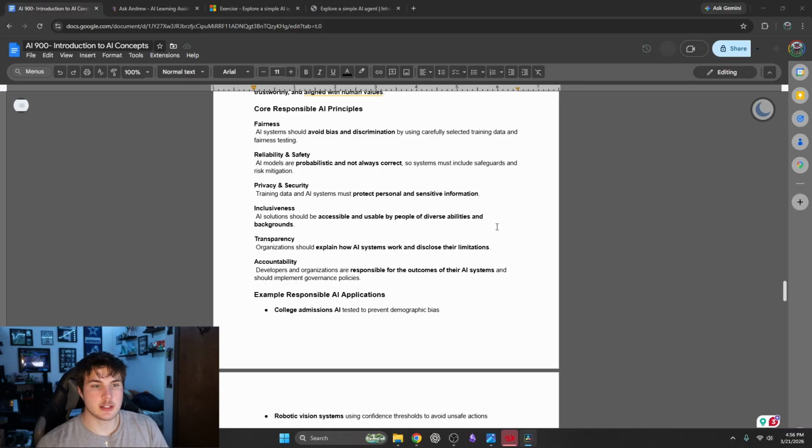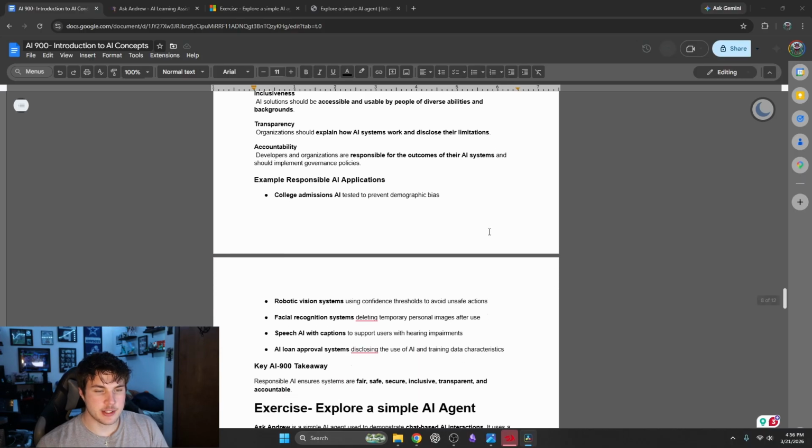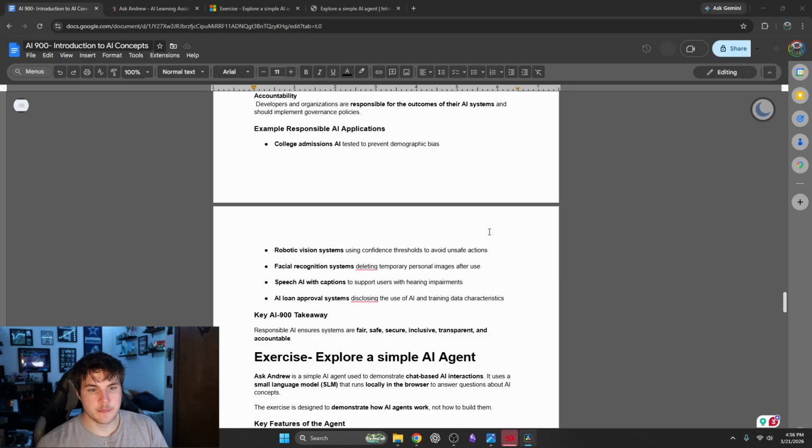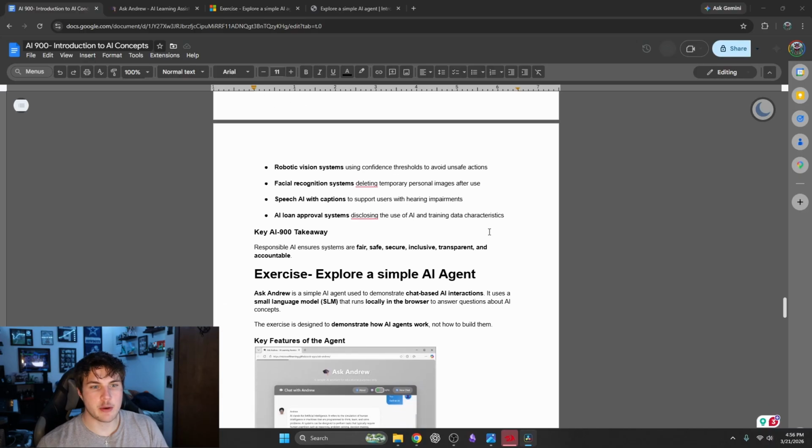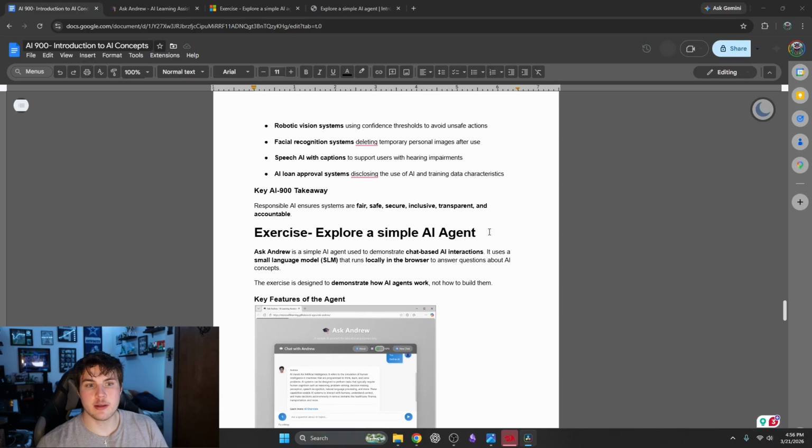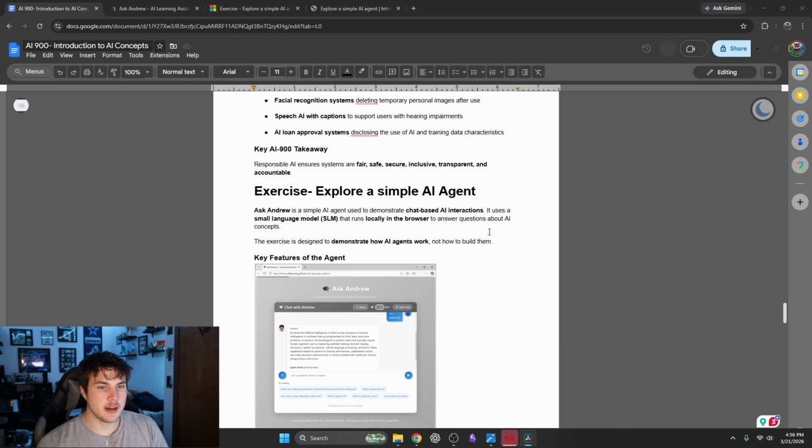Some examples of responsible AI include college admissions AI tested to prevent demographic bias, robotic vision systems using confidence thresholds to avoid unsafe actions, facial recognition systems deleting temporary personal images after use, speech AI with captions to support users with hearing impairments, AI loan approval systems disclosing the use of AI, and training data characteristics. The takeaway is that responsible AI ensures that systems are fair, safe, secure, inclusive, transparent, and accountable.